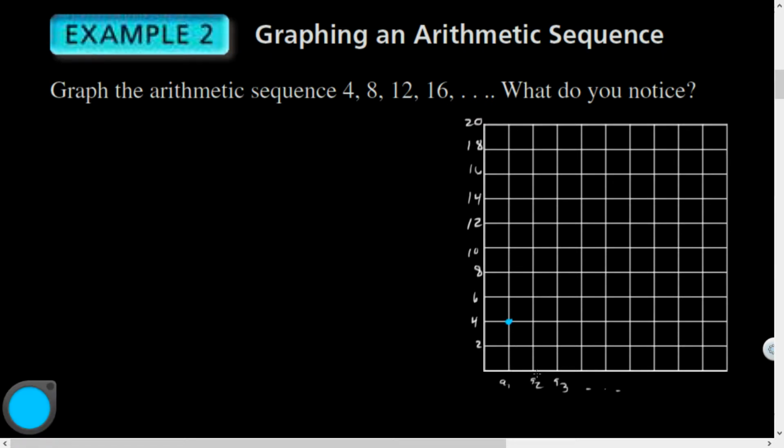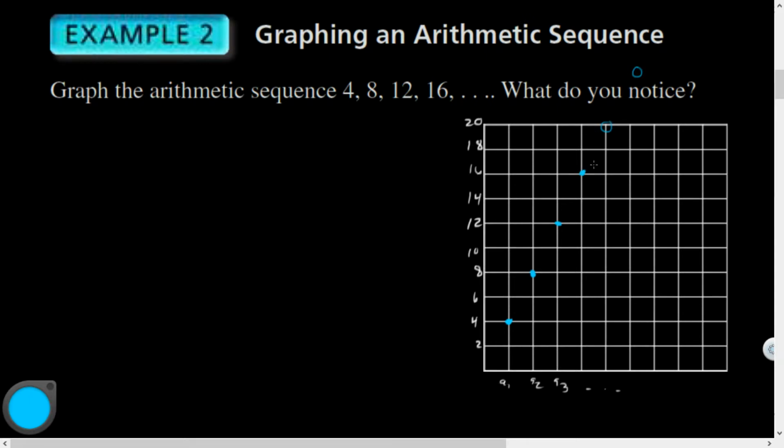What's the second number in the list? 8, so that's going to be up here. 12, 16, and that's as far as the list goes, but it implies it goes forever. So, what do you think the next one would be? 20 and then 24, right?